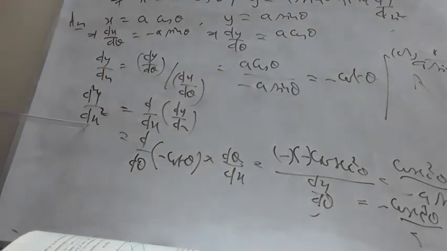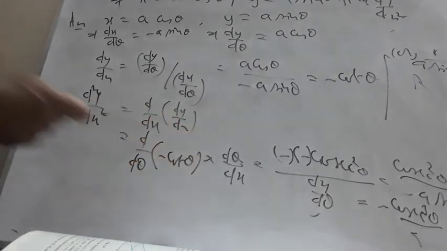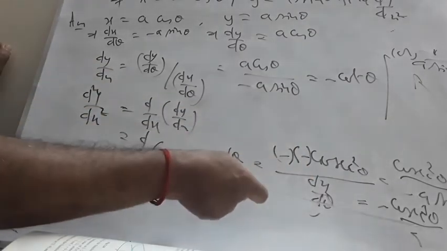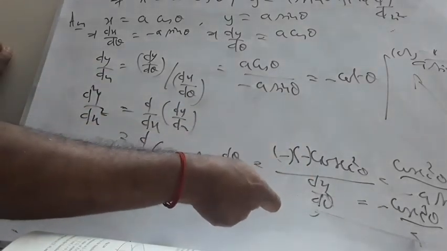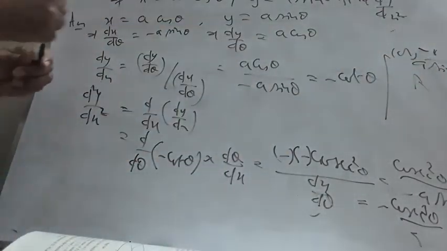Now d²y/dx² is d/dx of dy/dx. But this is in terms of theta. So d/dθ of minus cot θ into dθ/dx, by application of the chain rule of differentiation. The differentiation here is plus cosecant square θ divided by dx/dθ, that is cosecant square θ by minus a sin θ. Taking this sin θ up, it will be either minus cosecant cube θ by a, or minus 1 by a sin cube θ, there is a minus sign here.